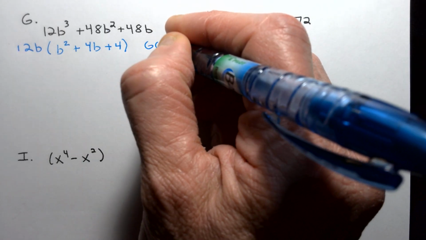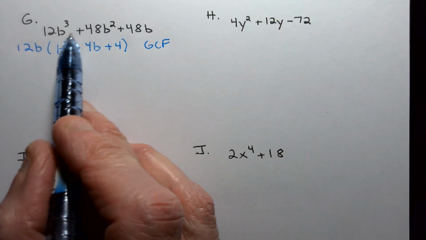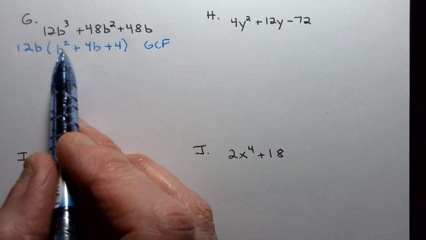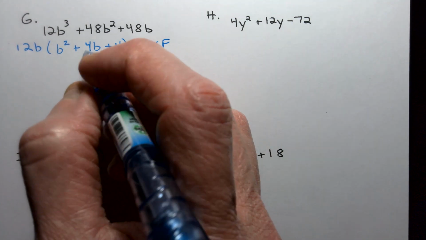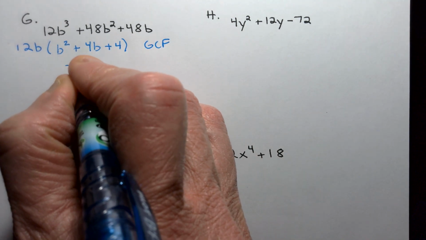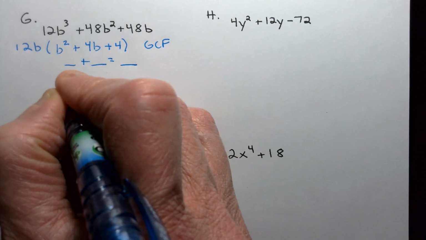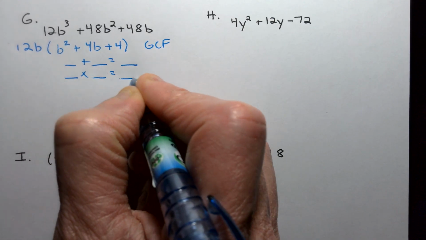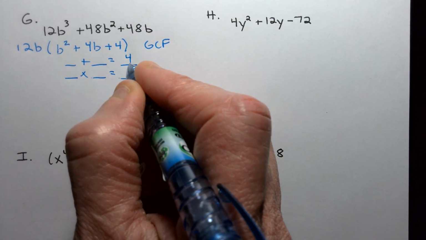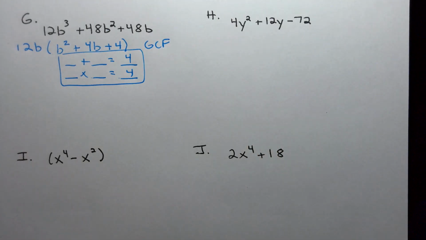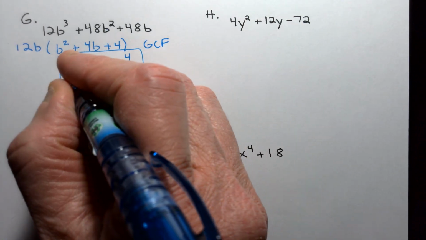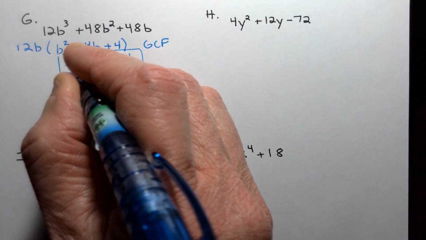That was using GCF. Now I have to look inside again, and I see it's still a trinomial, and it has a 1 before it. So we can try what, guys? Box 1, or it could be a perfect square trinomial. So 4 and 4. Can you think of 2 numbers that multiply and add to 4? Hopefully you got that one quick. 2 and 2.